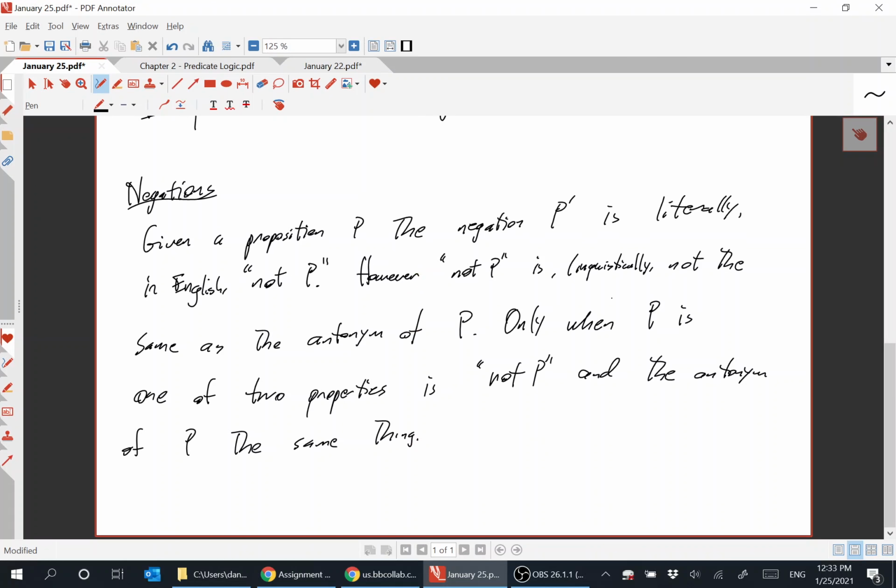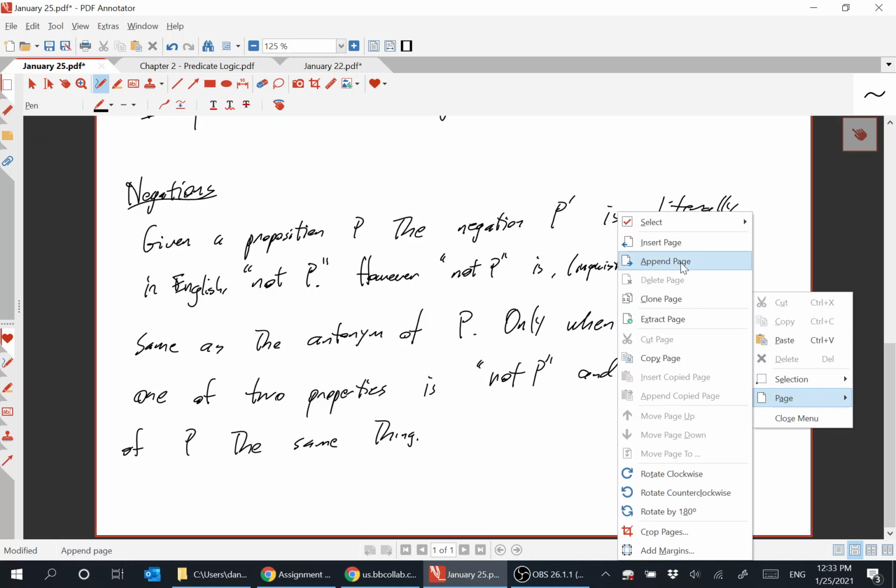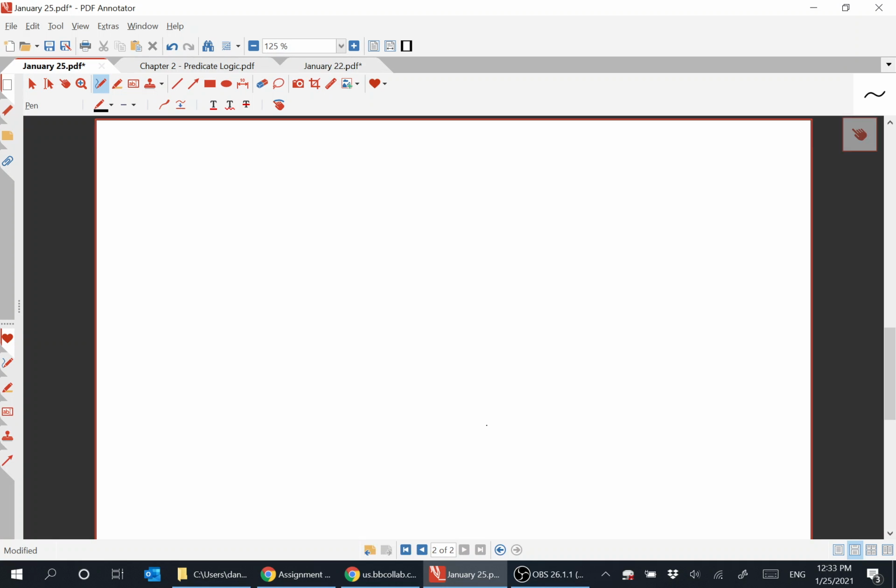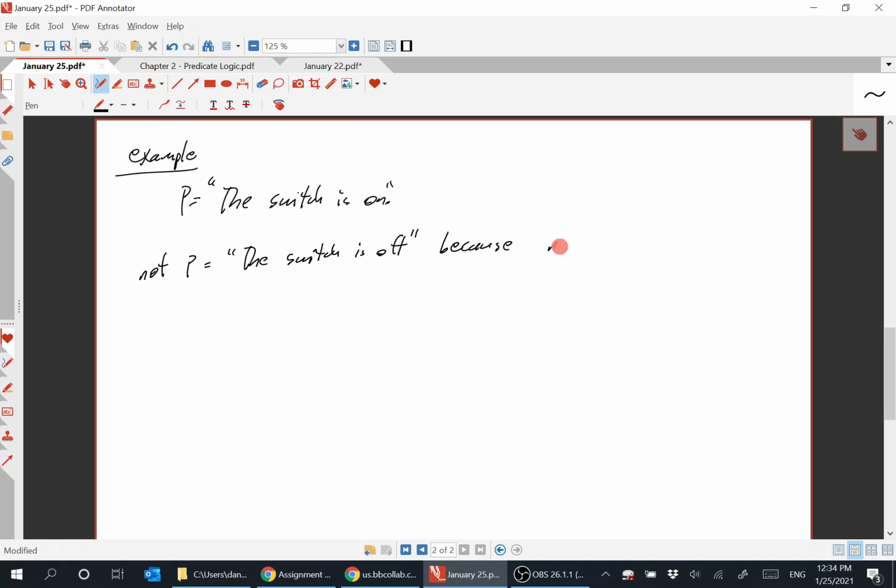So, for example, P equals the switch is on, right? Then not P is the switch is off, because not on is off. There's only two possibilities for a switch. It's not on, or it's off. So not off is on, not on is off.